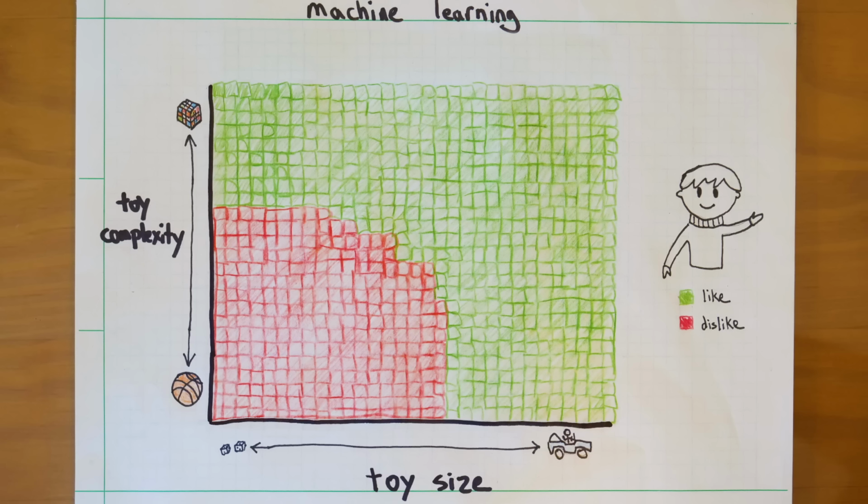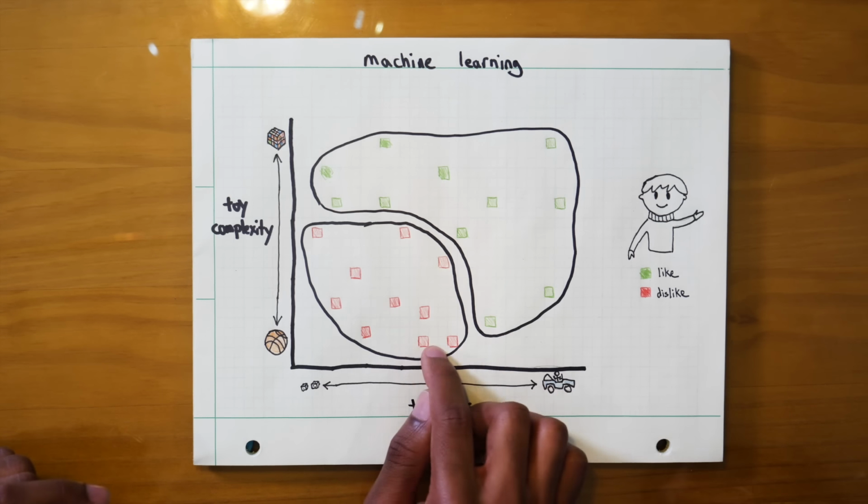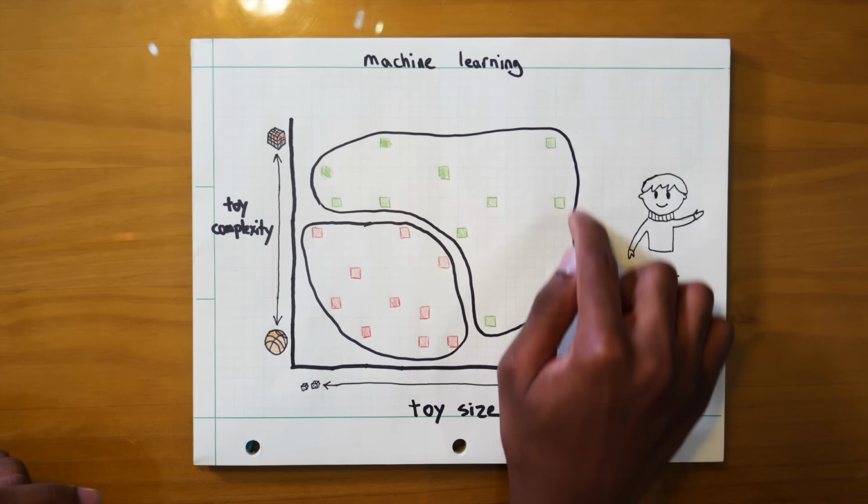That's the big deal with machine learning. We don't have to take the time and show little Timmy here every toy that's ever been created and record his answers. After we record some likes and dislikes, we're able to draw some boundaries. And precisely where we draw these boundaries is the secret sauce.